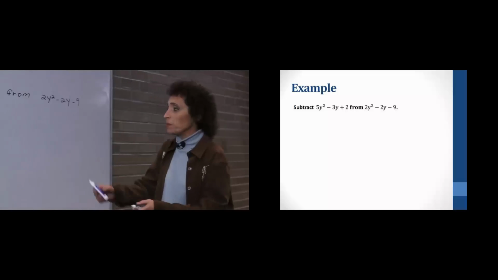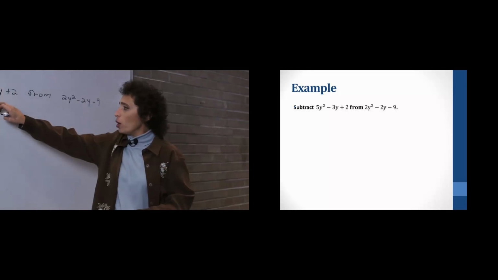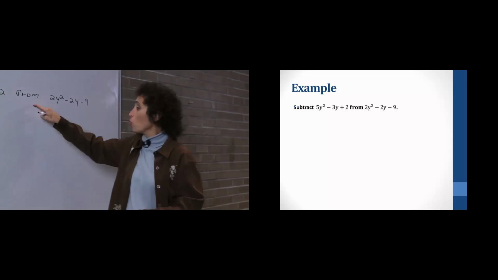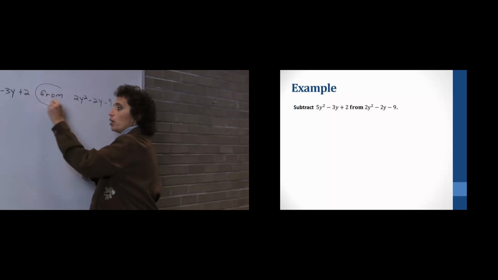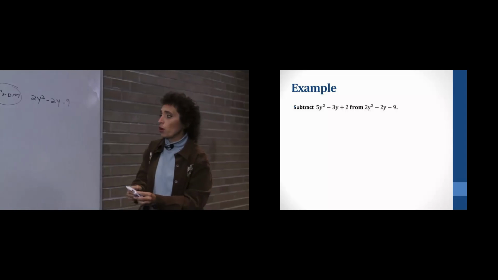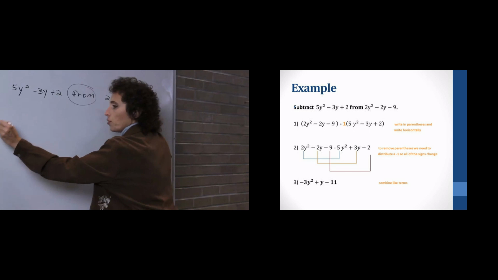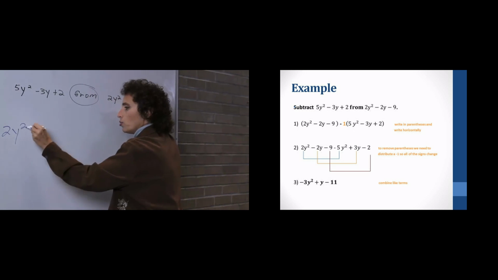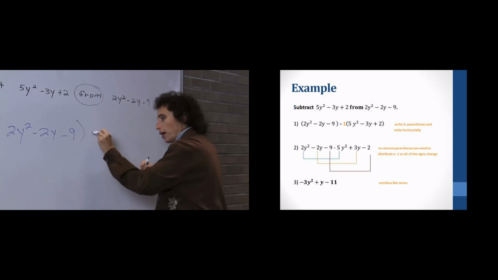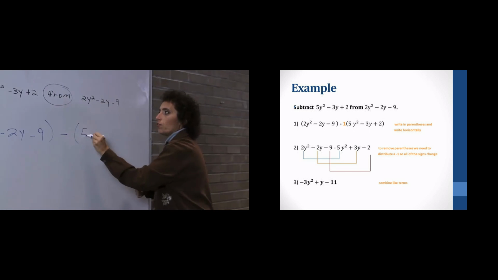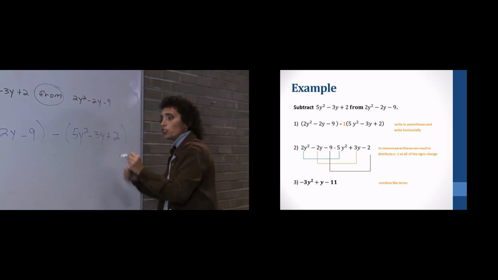Let's take a look at this problem, and then you'll see why I like to do these horizontally. Okay, subtract 5y squared minus 3y plus 2 from 2y squared minus 2y minus 9. Okay, here's the big key word, right? Whatever comes after the word from has to go first, so we're going to use this first. I'm going to put it in parentheses, and we're going to go 2y squared minus 2y minus 9 minus 5y squared minus 3y plus 2. So from changes the order.